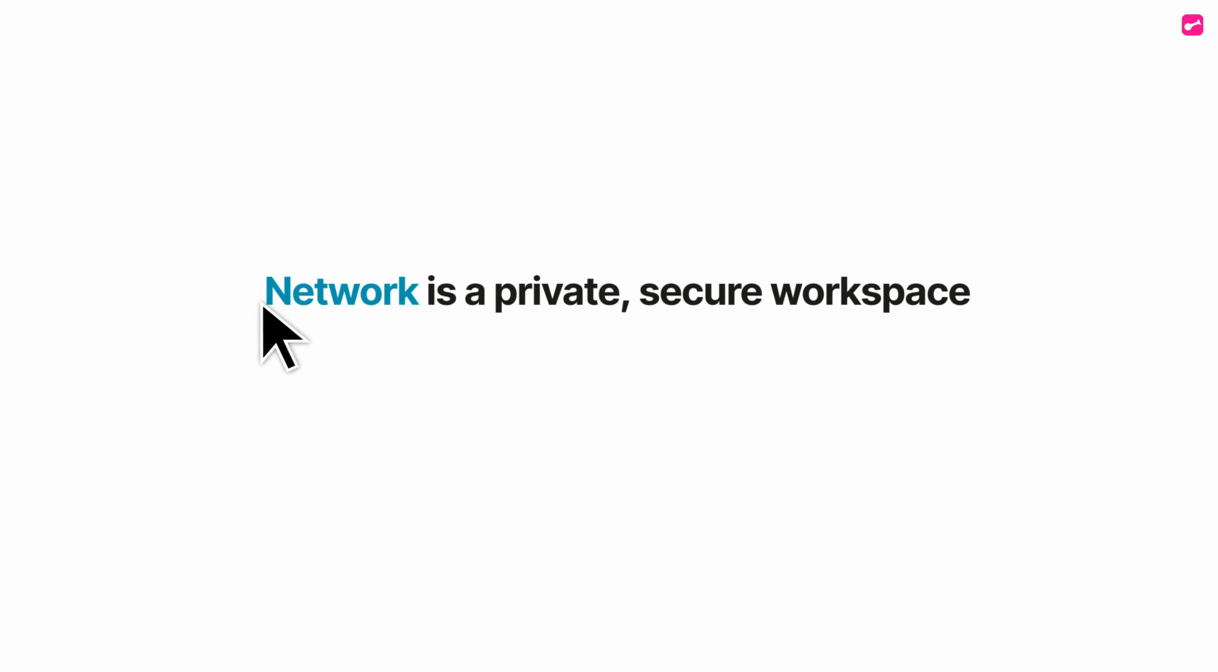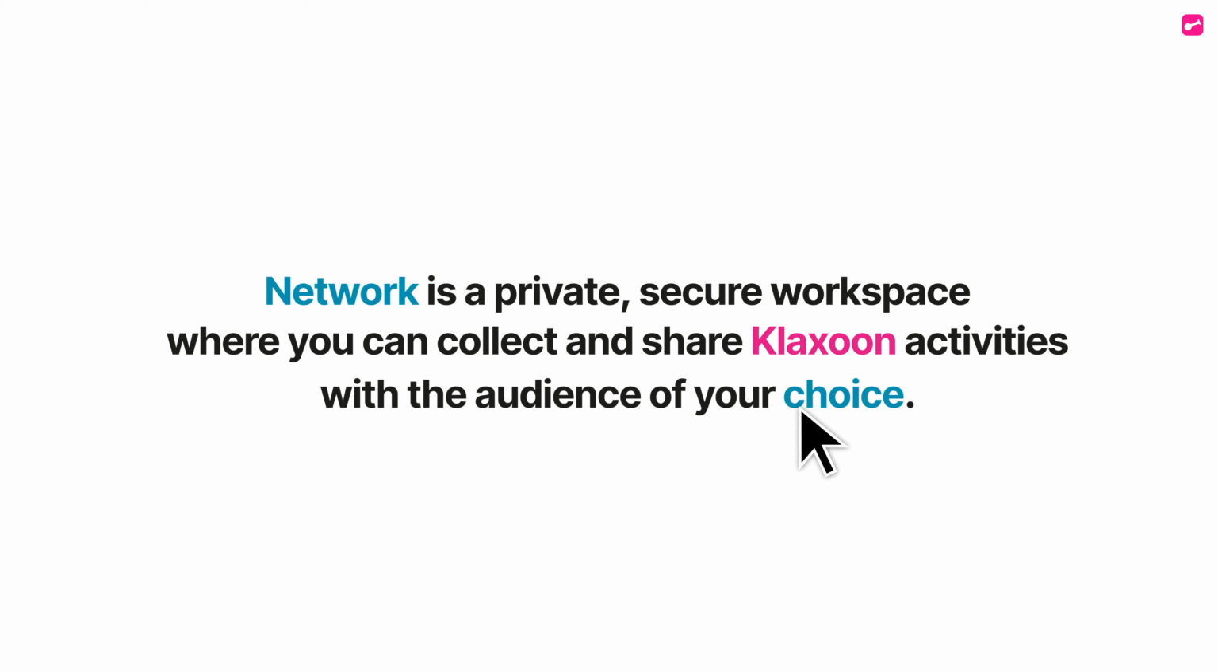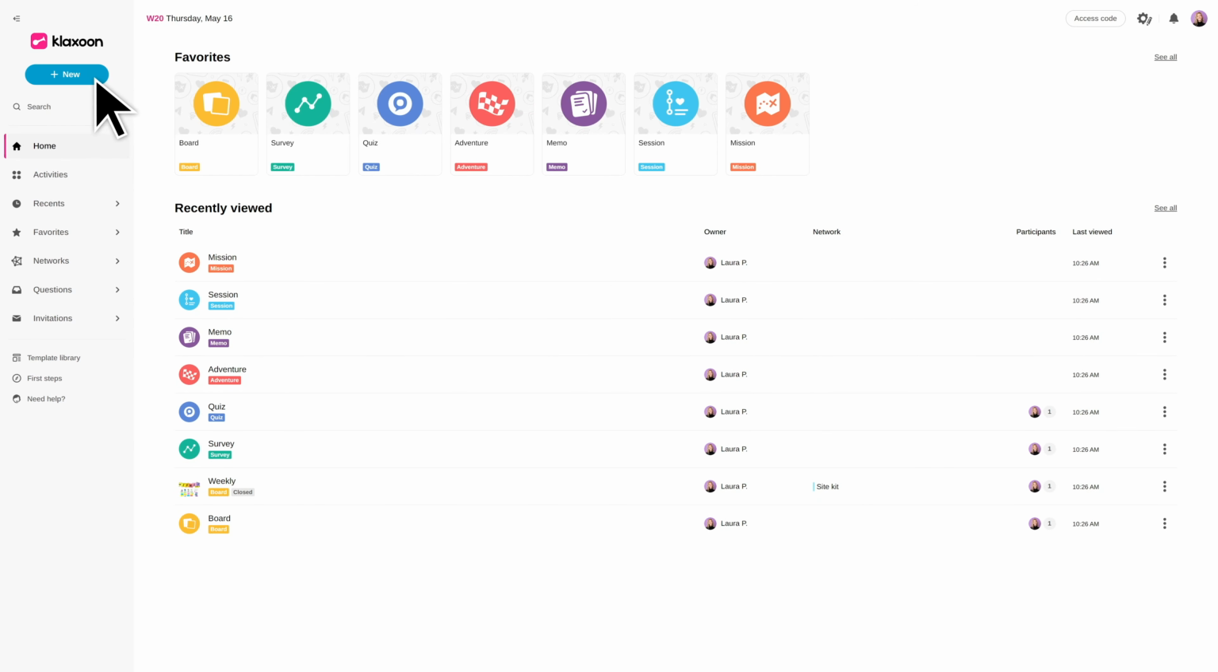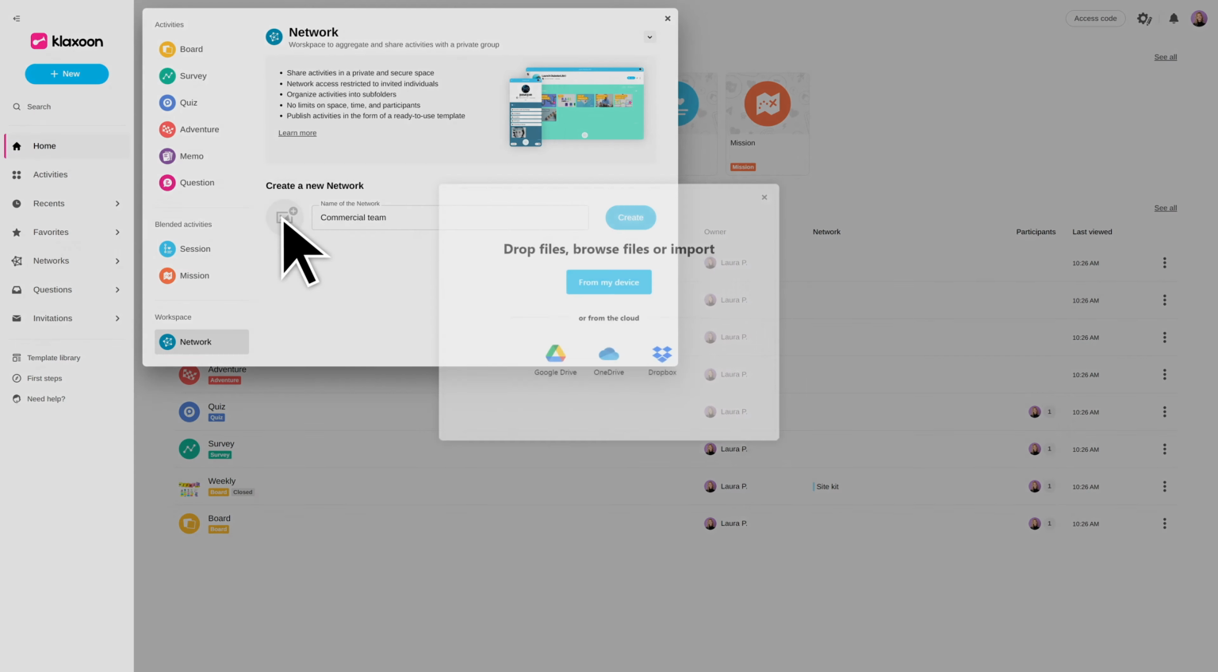A network is a private, secure workplace where you can collect and share Klaxoon activities with the audience of your choice. To create a network, click on the New button. Pick Network. Give your network a name and choose an image to illustrate it.